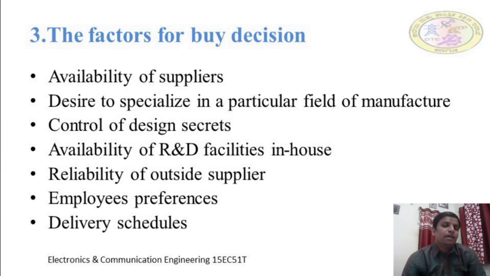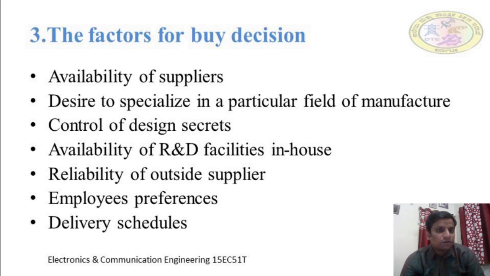these are opposite to the make decision. So in the buy decision, the factor which is involved is availability of suppliers, whereas in the make decision, it is availability of capacity. You need to remember availability of capacity in the make, availability of suppliers in the buy decisions. Then expertise is needed. Here, specialization in a particular field of manufacture. In the make decision, expertise is needed in order to manufacture ourselves.